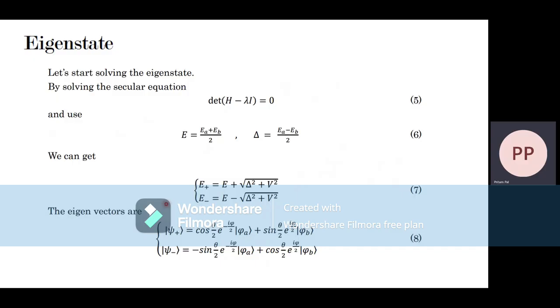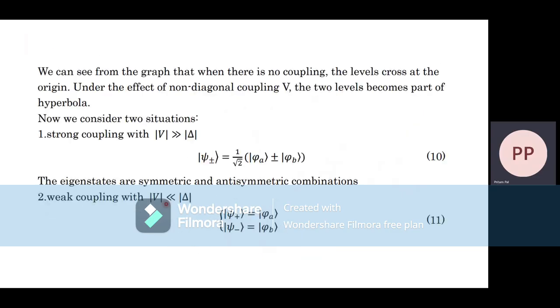That's what it means. When delta is very large, that means there is a sufficient amount of difference between the energy of the two states. But when we have a very small delta, it basically implies that there is a very tiny difference between these two energy states. The difference in the energy value is very small.